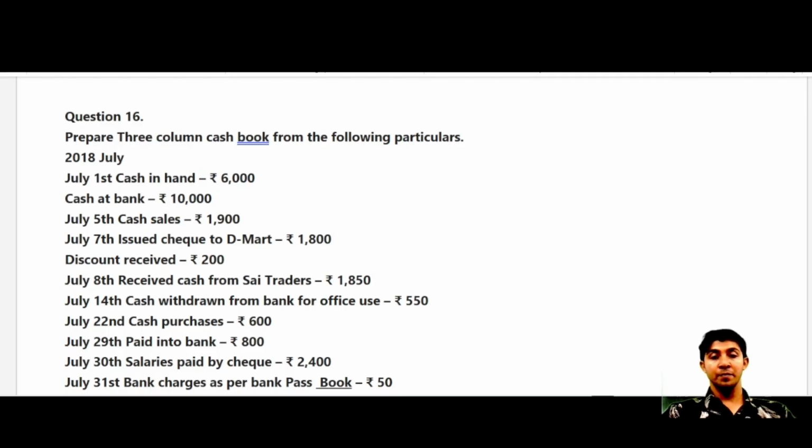of cash book from Intermediate First Year Accountancy. Now let us move towards our problem, that is prepare 3-column cash book from the following particulars. 1st July 2018, cash in hand and cash at bank.